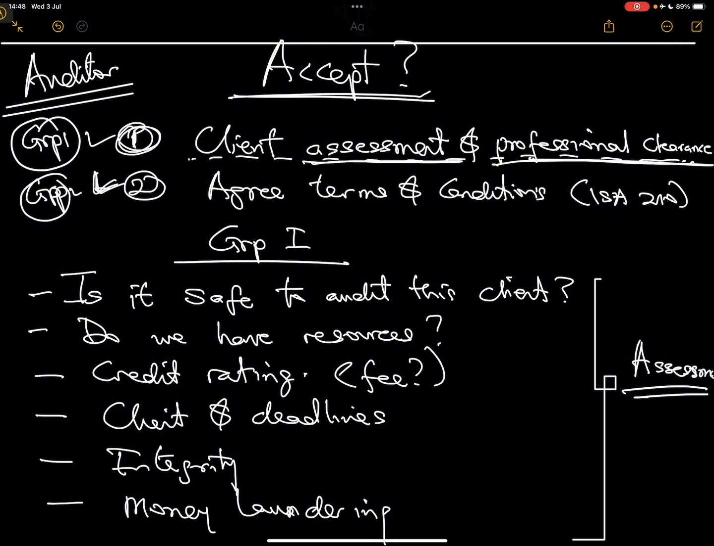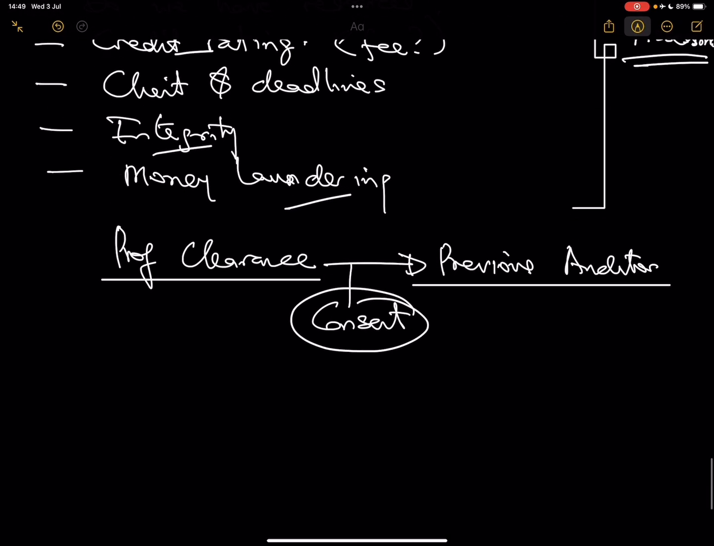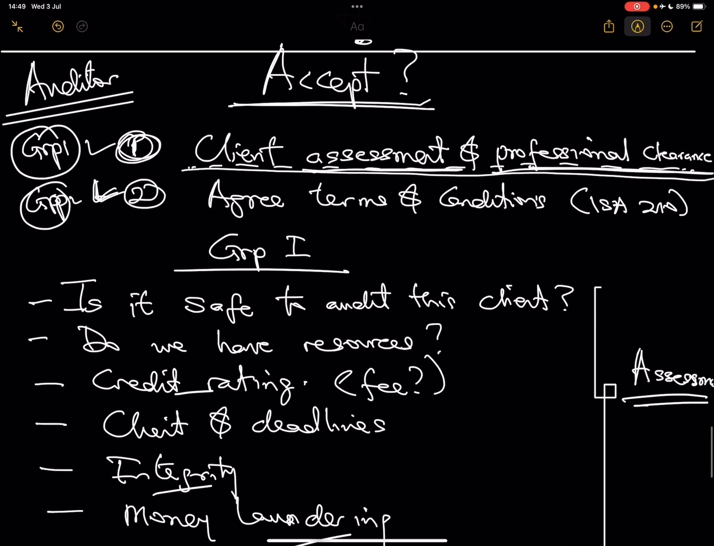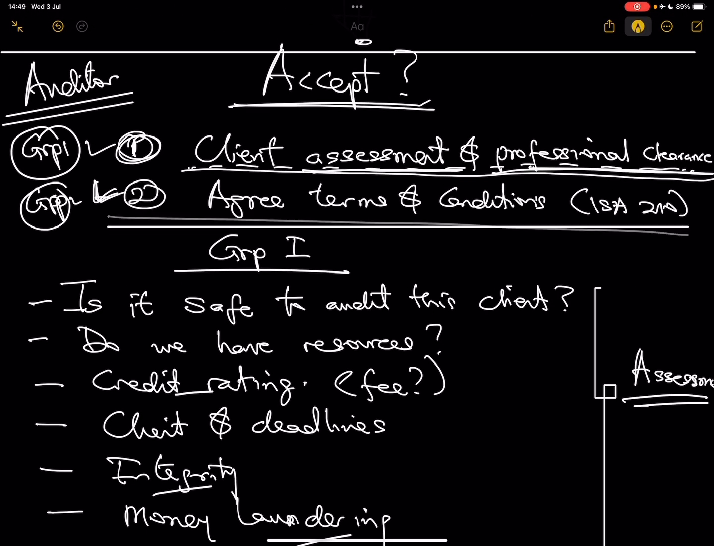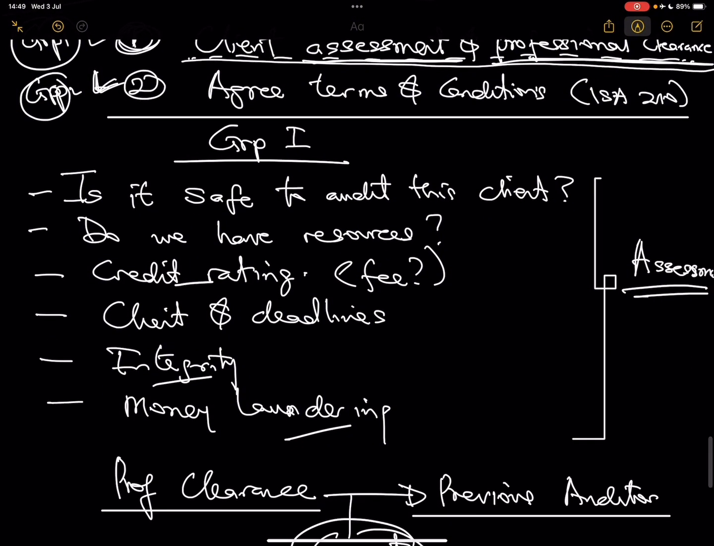So before you take up any engagement, remember there are two groups of things you must do as an auditor. Group 1 is client assessment and professional clearance, which includes ensuring that it's safe to take on the client: resources, credit rating of the client, integrity of the client, and checking that they are not engaged in money laundering. Then you do professional clearance, which is about speaking with the previous auditor. The second group of items, in accordance with ISA 210, is agreeing terms and conditions.